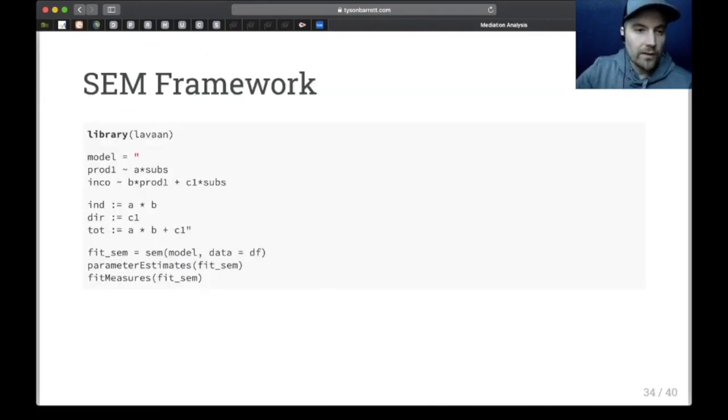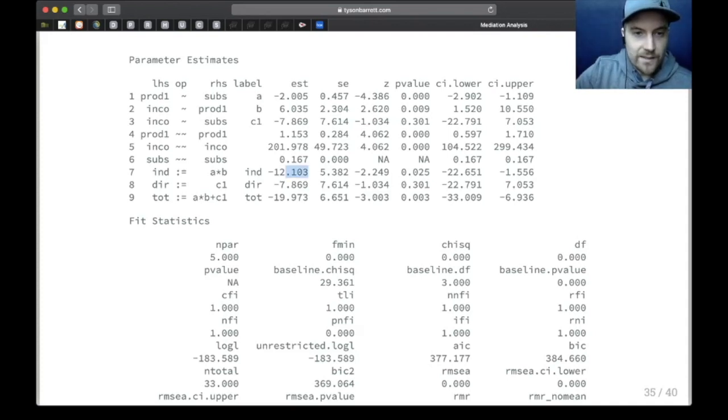Before we get into some final things, what I want to highlight is what this number actually means. In this case, substance use is dichotomous, so it's just 1 or 0. And in this case, that would mean those that use substances have an income that's about 12,000 less, where that effect goes through productivity. So if we're looking at how substance use affects your productivity, which then affects income, it looks like substance use affects income by about $12,000 through productivity.